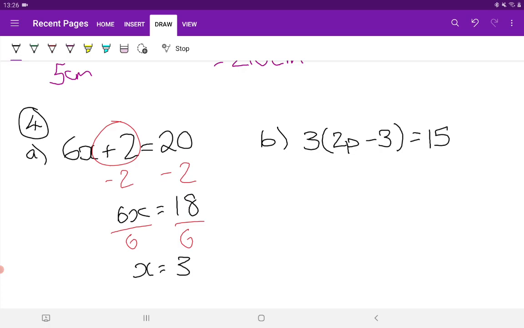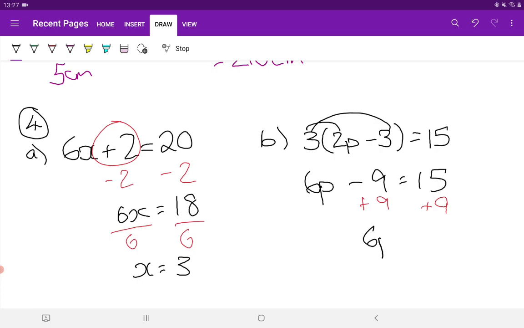When you're doing B, which is the one with the brackets, first step is to multiply out the bracket, so 3 times 2p is 6p, 3 times 3 is 9. Okay, then from there we add the 9 to both sides, because that's the opposite of taking away 9, so I get 6p equals 24. Then 6p, remember, means 6 times p, so we're going to divide by 6 to give me p equals 4. So that would help you do question 4.